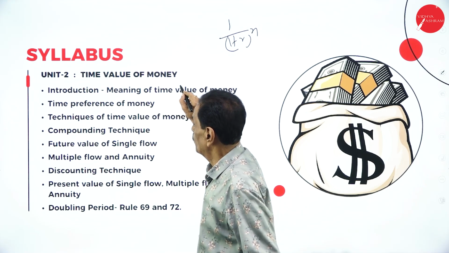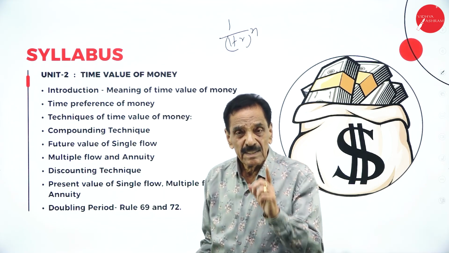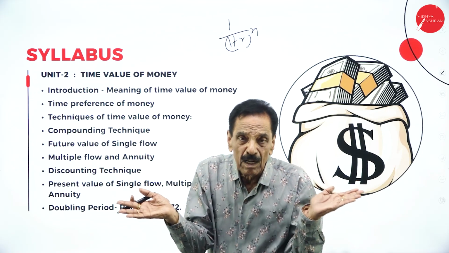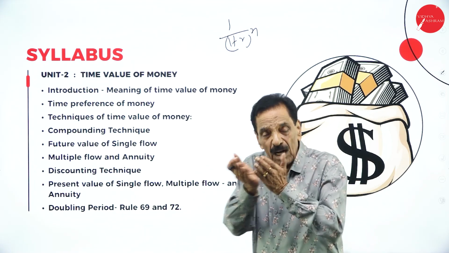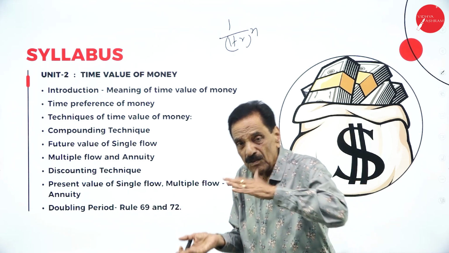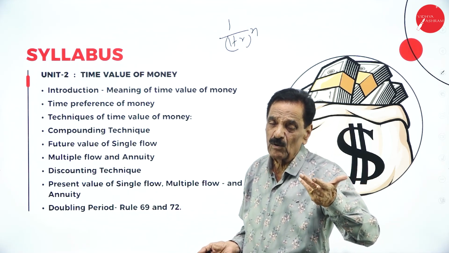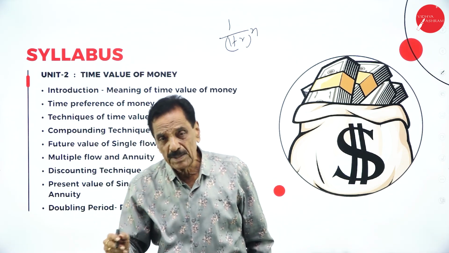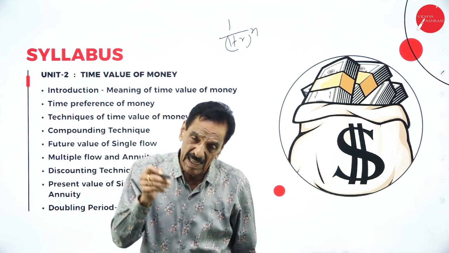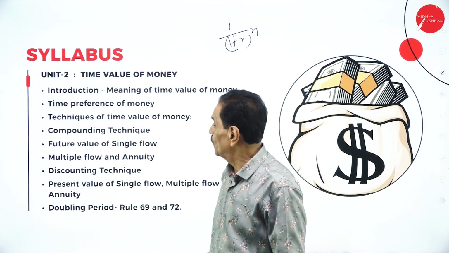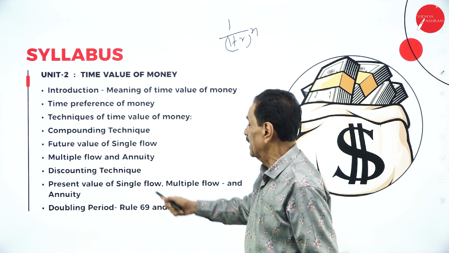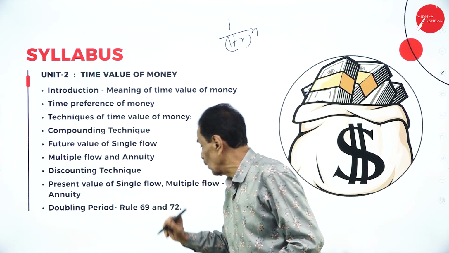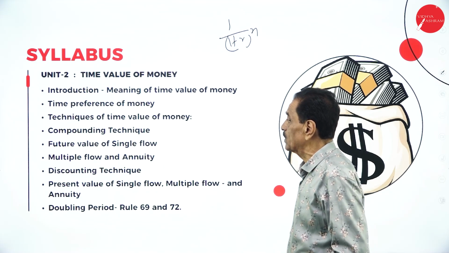Then time value of money, where you are going to study simple interest, compound interest rate, loan repayment, amortization. We say how the loan will be repaid, future value, present value. Simple interest and compound interest you are going to calculate quarterly, half yearly, yearly, monthly, everything you are going to deal with here. Then discounting technique you are going to study. Doubling period, rule of 69 and 72, you are going to study.